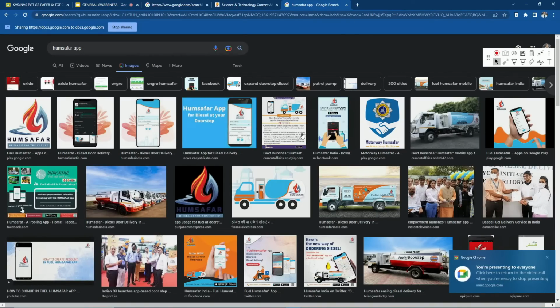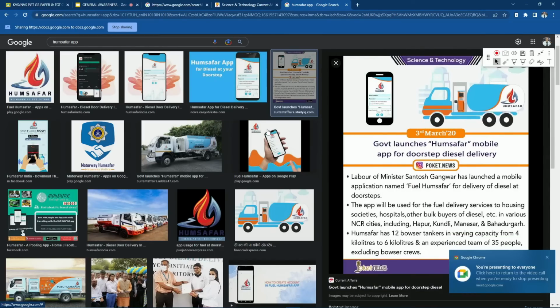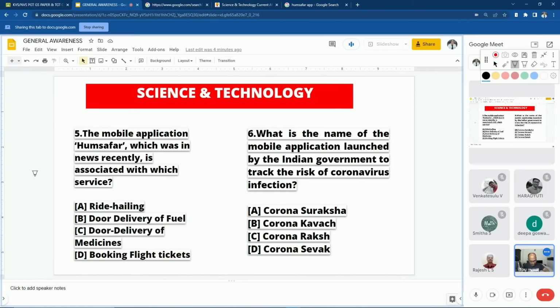I'll also try to download some pictures. Otherwise, okay, we'll go with the answer. What is your answer, sir? Door delivery of medicines, sir. It is about door delivery of fuel. Fuel, sir. Humsafar app is meant for door delivery of fuel.